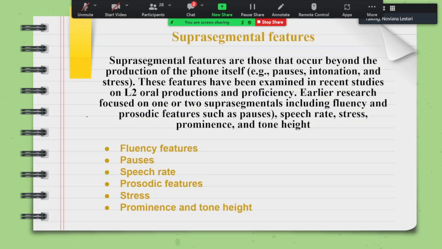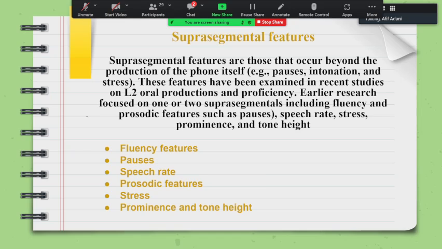We go to the next slide, please. We're talking about suprasegmental features. Suprasegmental features are those that occur beyond the production of the phoneme itself. These features have been examined in recent studies on second language oral production and proficiency.